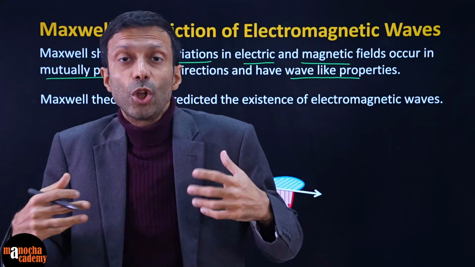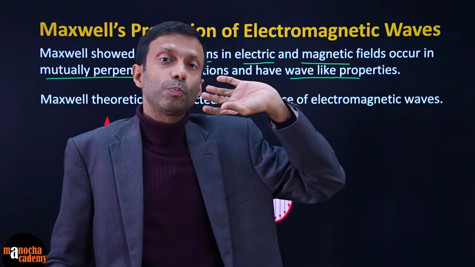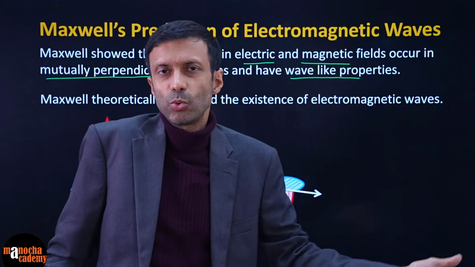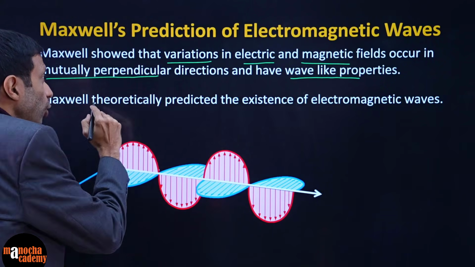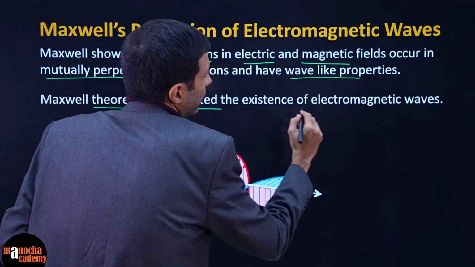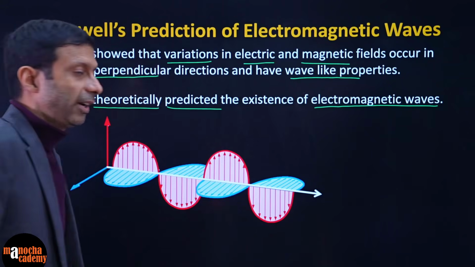So he did this theoretically, right, that time he did not do any experiment. The experiment to prove this whole EM theory was done by the scientist Hertz, which I think was about 20 years later. But Maxwell was a theoretical physicist, right? He predicted the existence of electromagnetic waves, right?